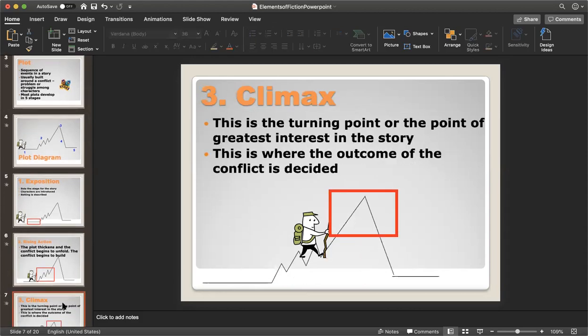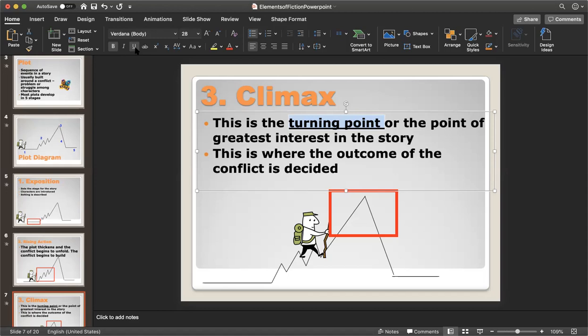And of course, our climax. This is often called the turning point, as you can see right here. It's usually the greatest point of interest in the story. Usually, this is the most intense part of the story. This is the big bang, the big fight at the very end.